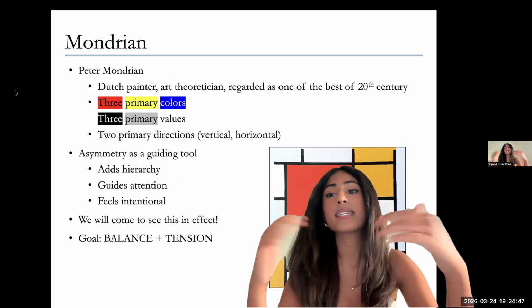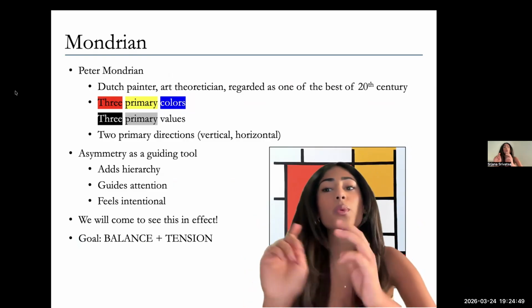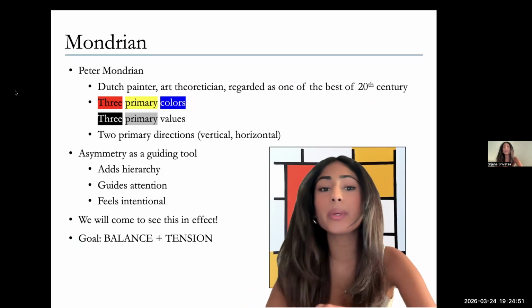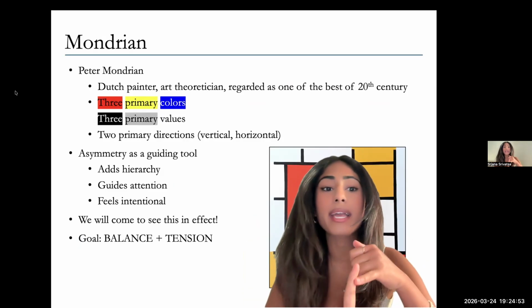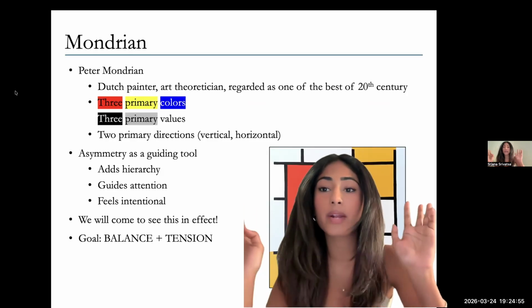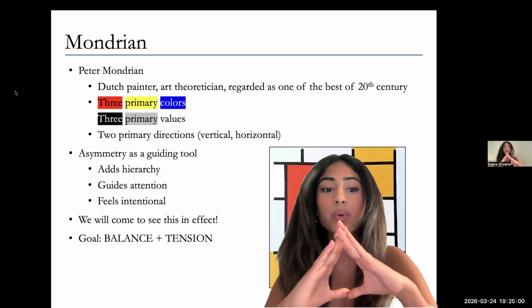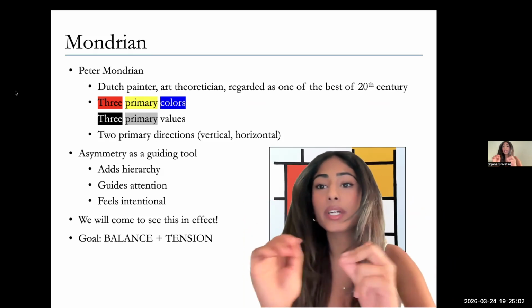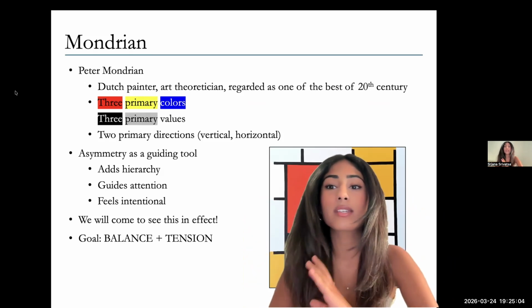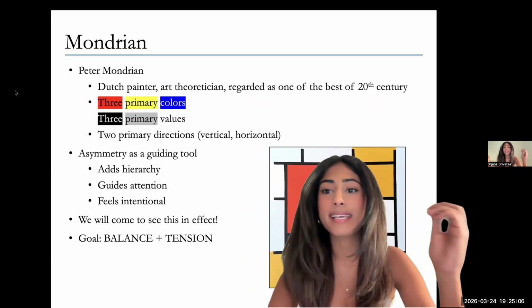And sort of the way that he did design was he always made sure to have three primary colors, so red, yellow, and blue, three primary values, which are gray, black, and white, and then two primary directions, vertical and horizontal. And he used asymmetry as a guiding tool. And I think that this is a recurring theme that you'll see as we look through some of the slides later on in the deck that I think are good example slides.